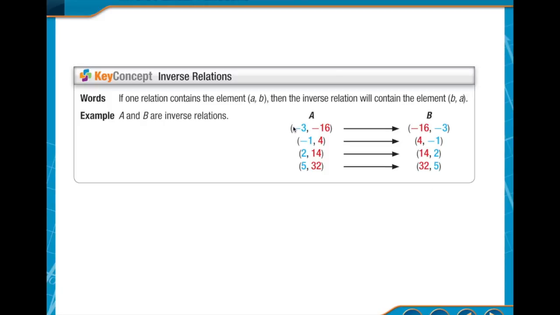So given a set of points, what is an inverse? What does that mean? Well, if one relation has a point (a, b), the inverse of it is when you switch the order. Switch b with a. So whatever was originally first now will come second. So given this point, notice what happens when we find the inverse. We switch them. 16 negative comes first, negative 3 comes second. Notice the color change. First point became the second one.